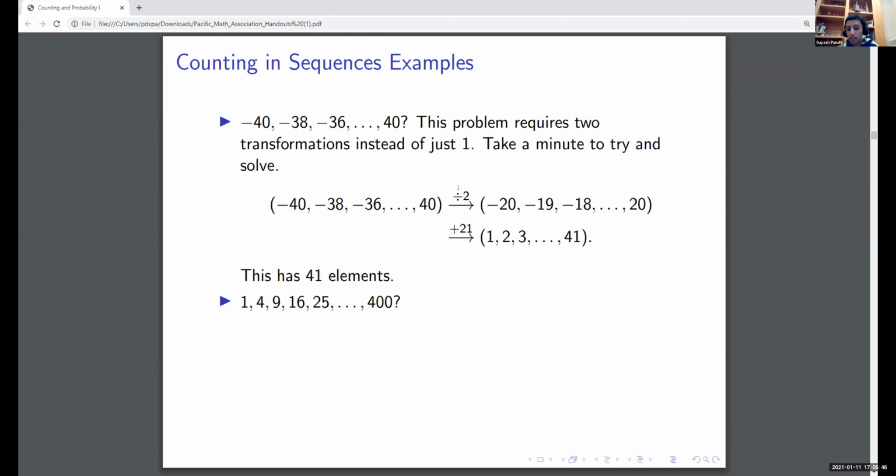So in examples like this, our main goal is usually to get it to that 1 through n list, and that's going to make it very easy to tell how many elements there are. I mean, you could have stopped here if you knew that there were 41 elements from this list, but this is the basic idea.